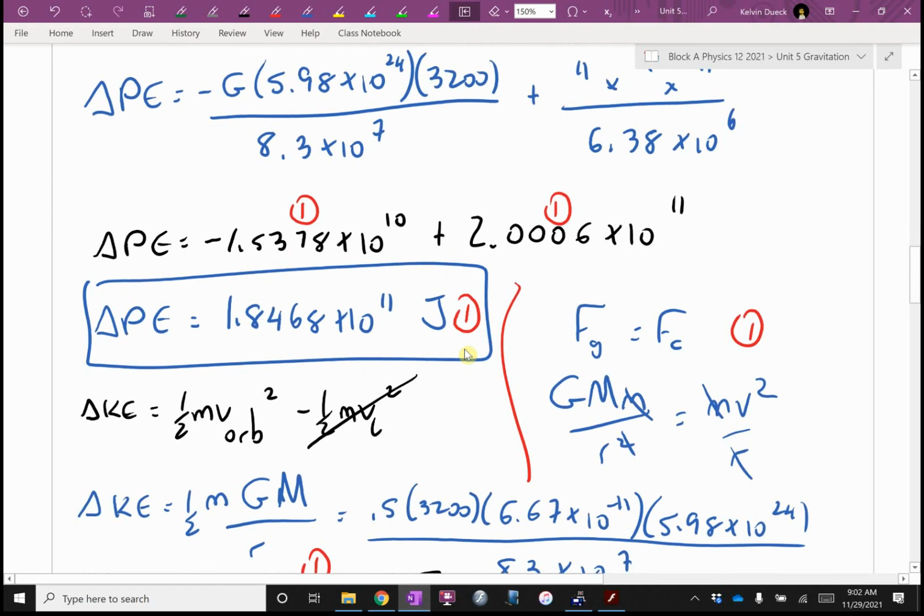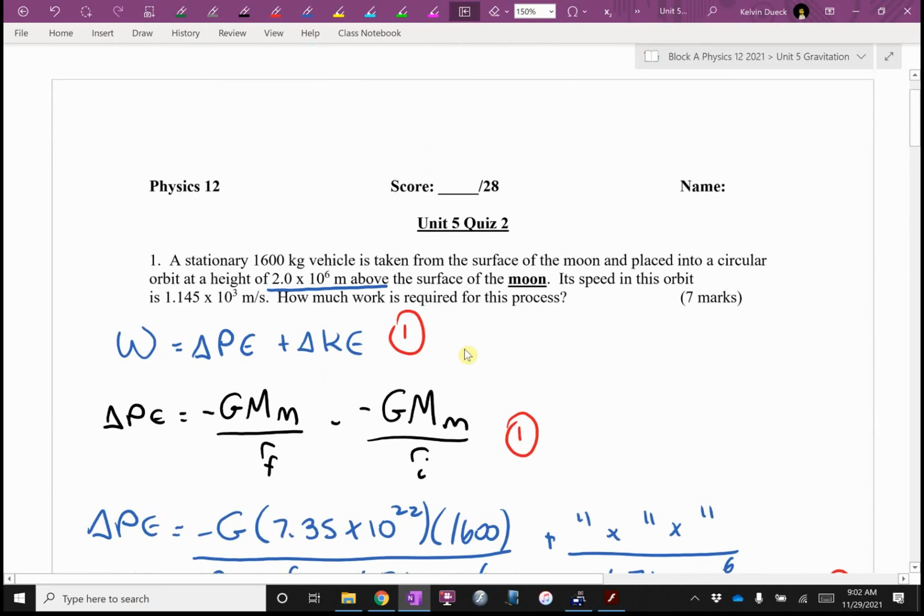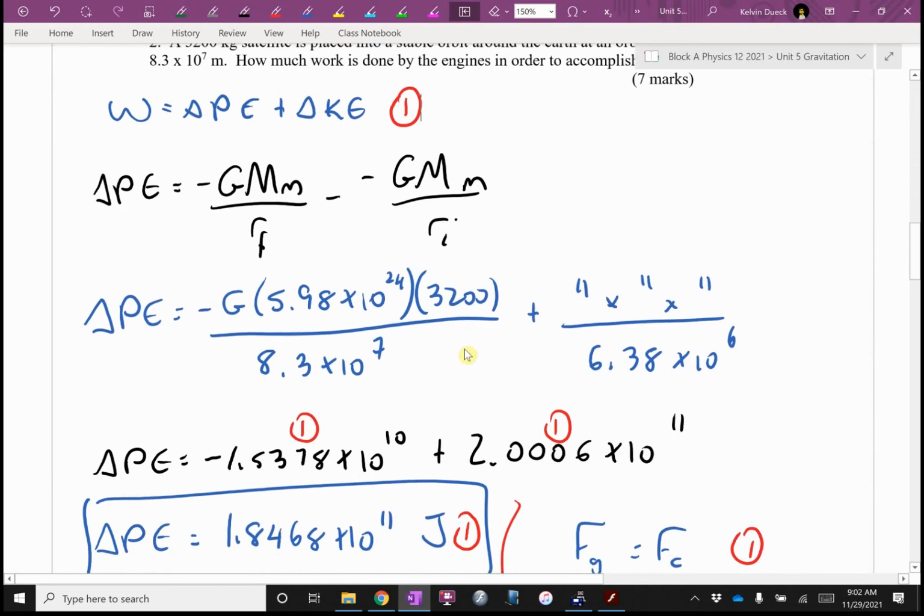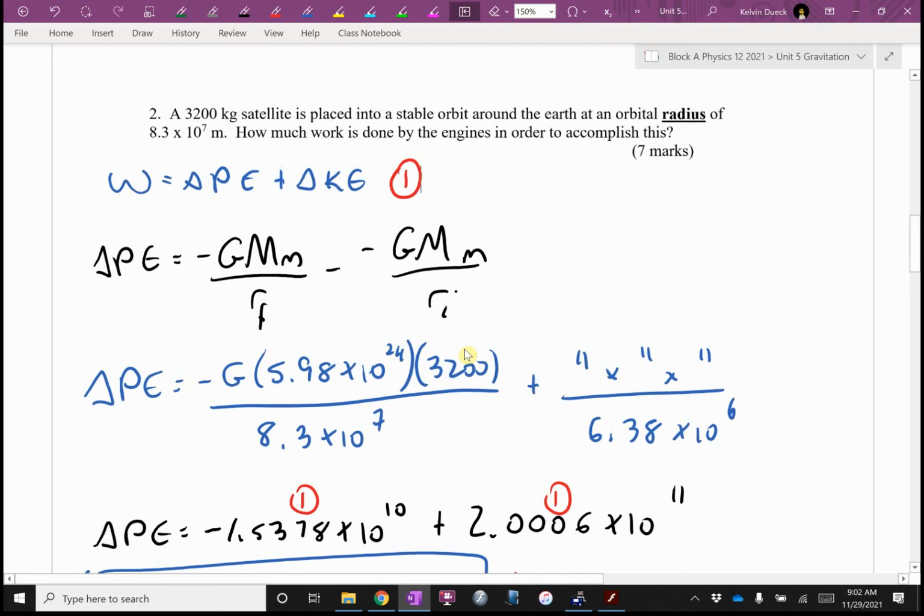Wow. These are a lot of work, no pun intended. Now, I'm not going to give you one on your test where I don't give you the orbital speed. So what you're going to see on your test is something like number 1, not like number 7. Sorry, not like number 2. Okay?